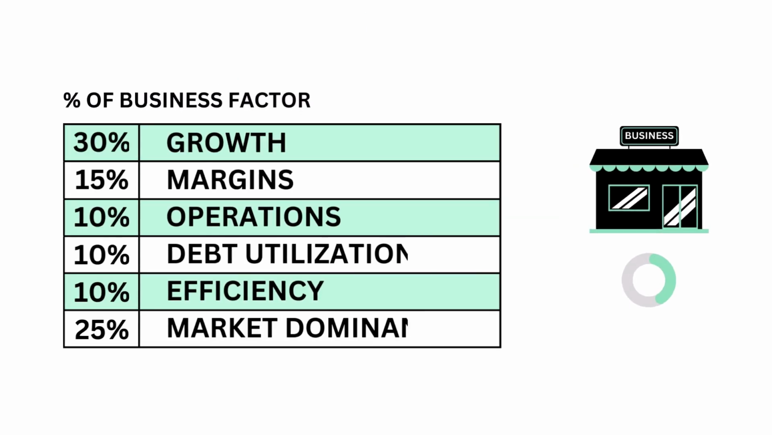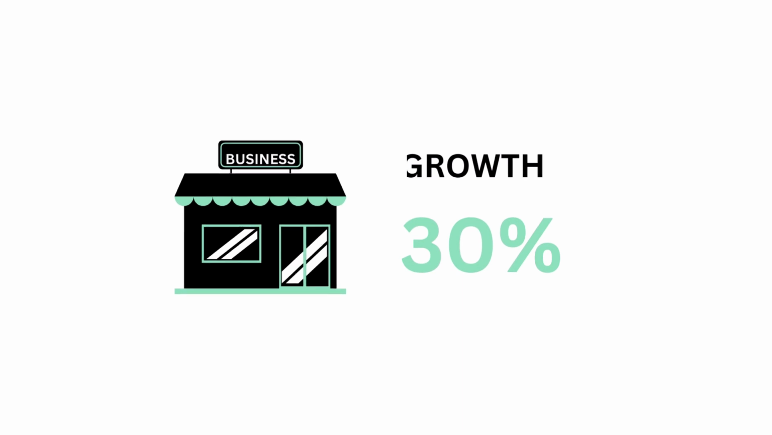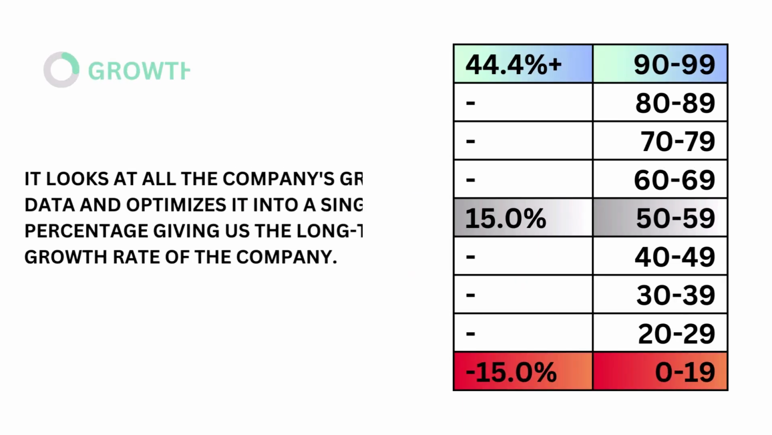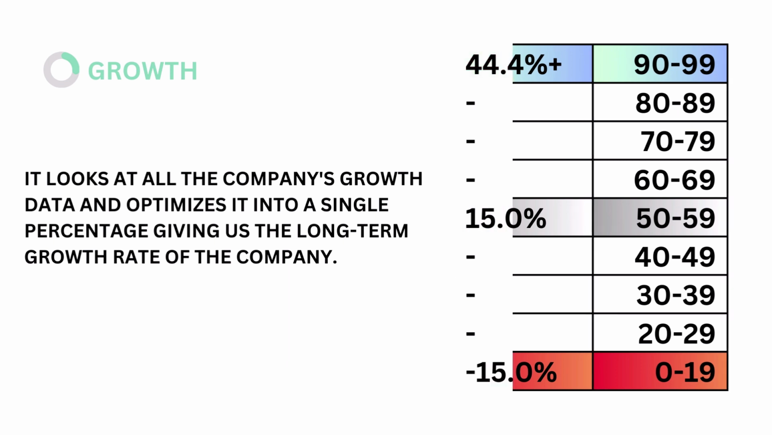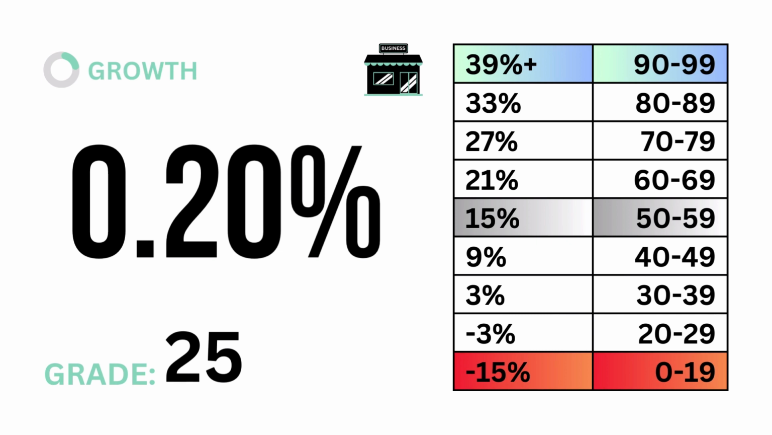There are 6 metrics that make up the business factor, from growth and efficiency to market dominance. Each are weighted based on importance to the business. First, growth, which accounts for 30% of the business factor. Growth looks at all the company's growth data and optimizes it into a single percentage, giving us the long-term growth rate of the company. The models tell us that a growth rate of 15% is considered average. Here's our long-term growth rate and growth grade.